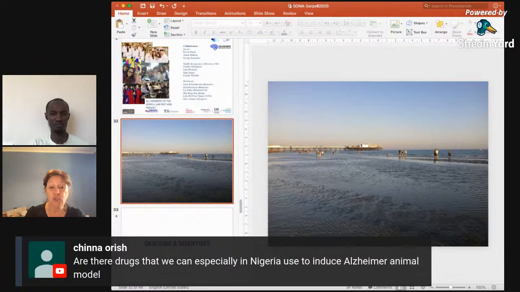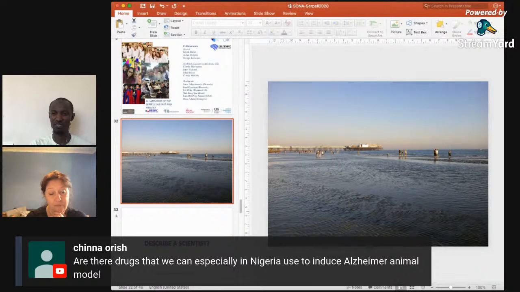So I think it's possible that there could be some sort of toxin or drug that we could use to induce some Alzheimer's-like pathology. But how do we do that so that it will reproduce and recapitulate Alzheimer's disease in a human? I think it's very, very difficult to do that. So I don't know of any drugs, and I think it's always hard to produce animal models that are identical to human beings.